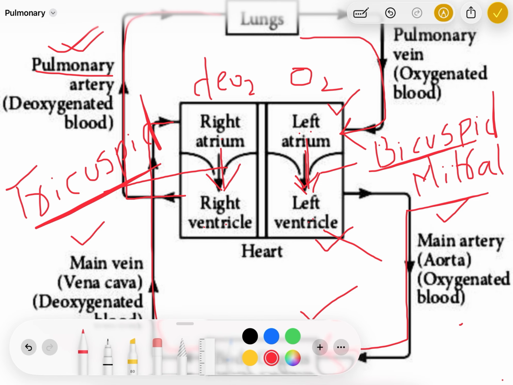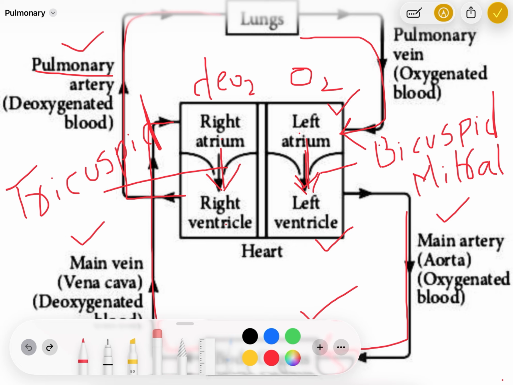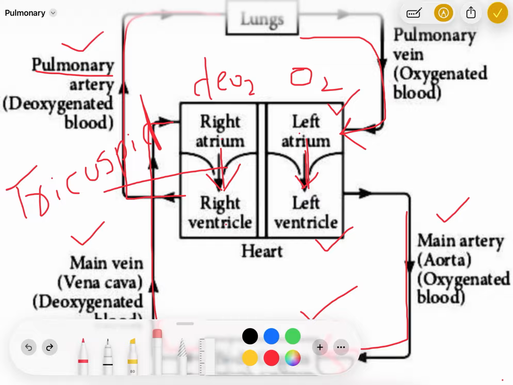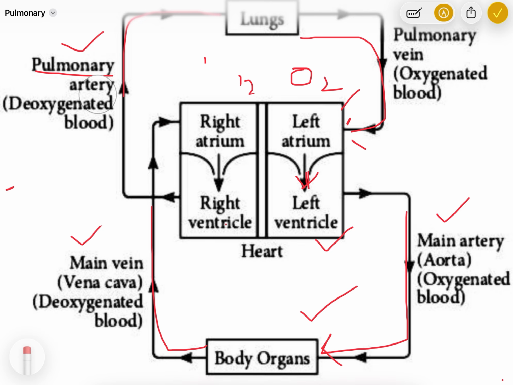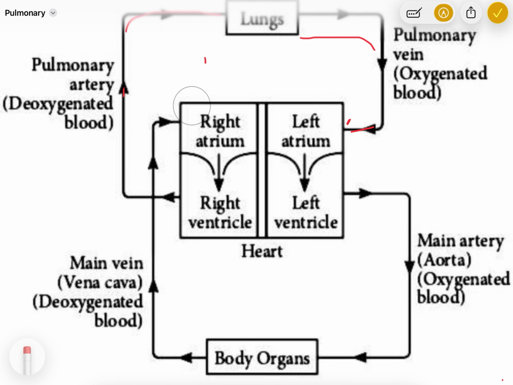I'll just erase this so that it could be easy for us to carry forward with the next part. Hope you got this. So we have discussed the valves. We have discussed the basic circulation. Done.